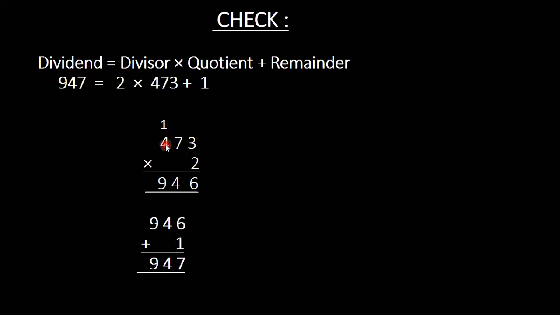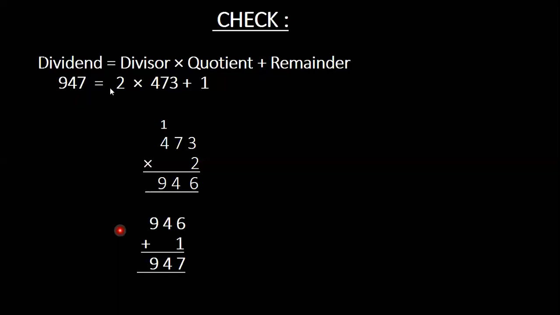Then 2 into 4 makes 8. 8 plus 1, add the carry to it, and you will get the answer 946. That's the step of the first multiplication, divisor and quotient. What you have to do next is add the remainder also. Finally, after adding the remainder to my value, I will get the answer which is exactly equal to my dividend. That means my division was correct. There was no mistake in my division steps.